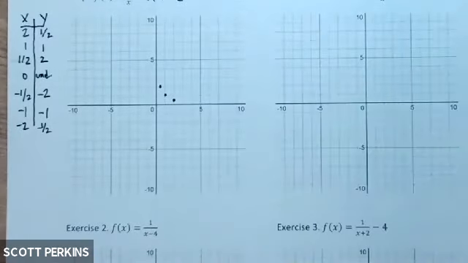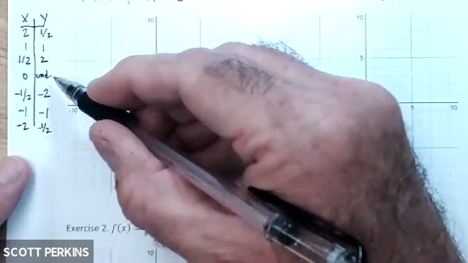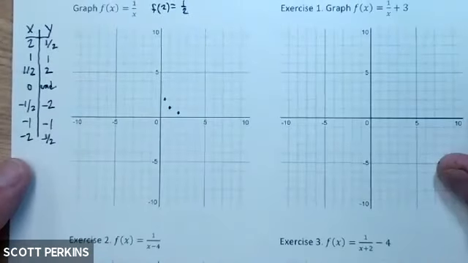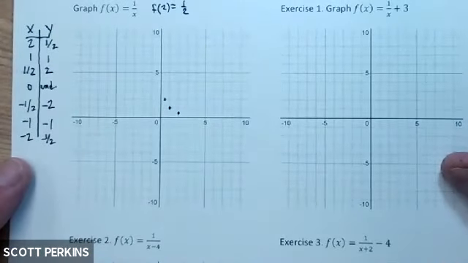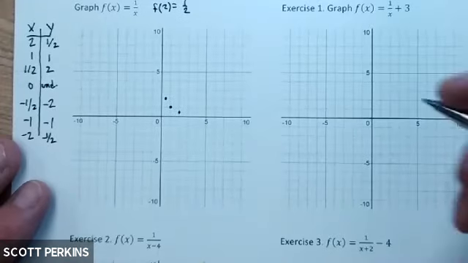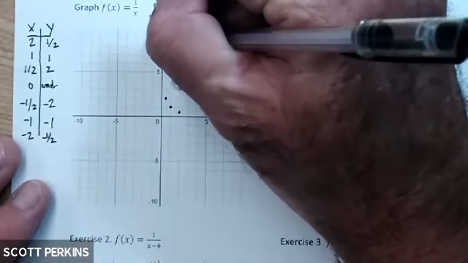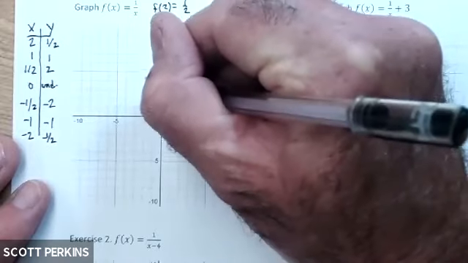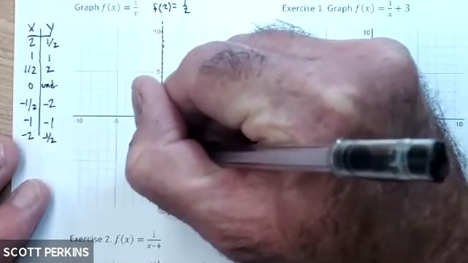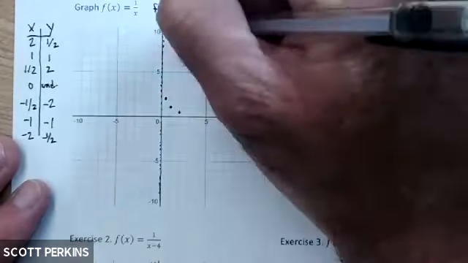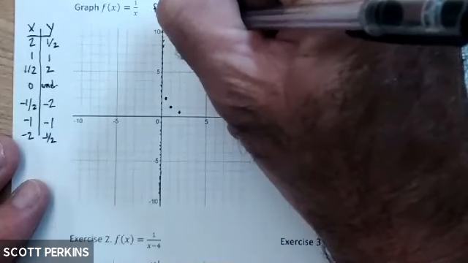0 is undefined. Whenever we have something undefined on our graph, what we are going to put is what's called an asymptote. We're going to talk a lot more about asymptotes. All an asymptote is, is just a little dotted line. It's like a force field if you're a fan of Star Wars. Okay, so this is called a vertical asymptote.